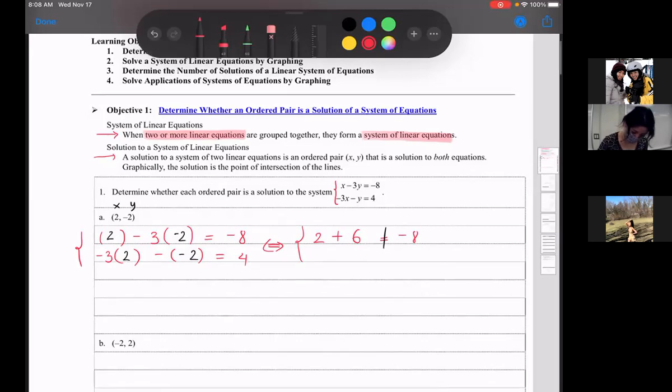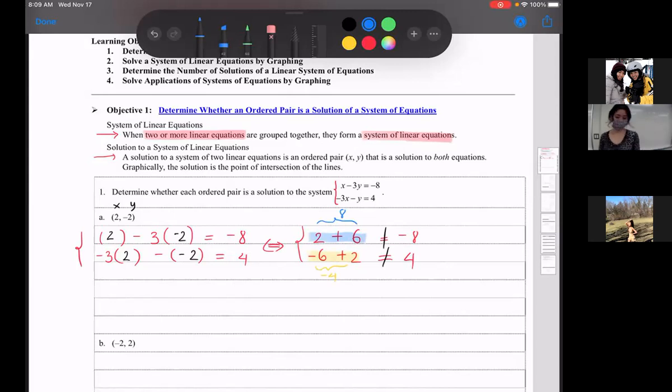This is -6 plus 2, which is -4, again not equal to -8. I'm sorry, not equal to 4. It's -4 on the left hand side. You can just stop at the first one. I'll show you both.